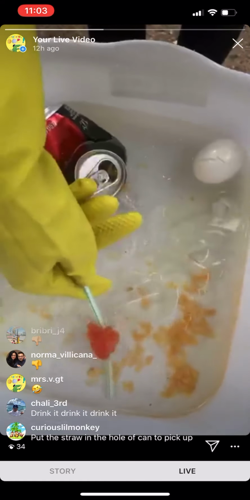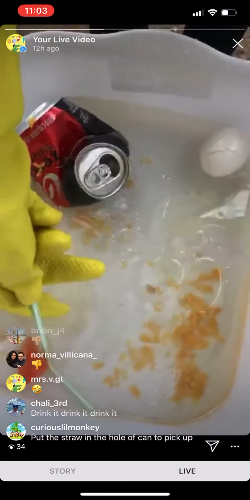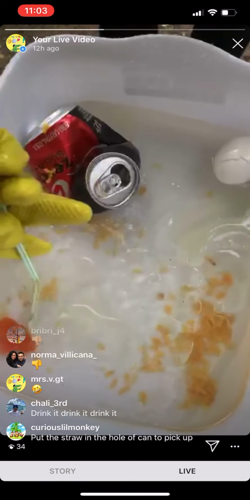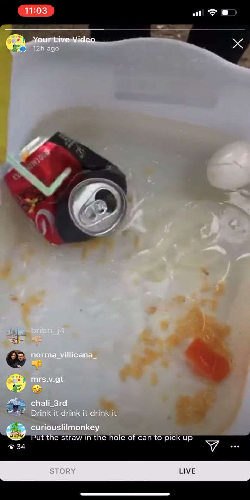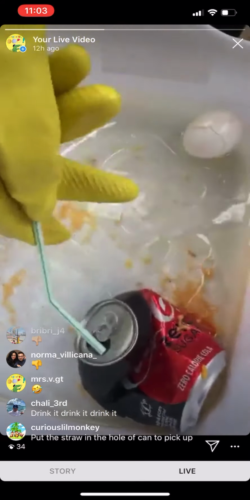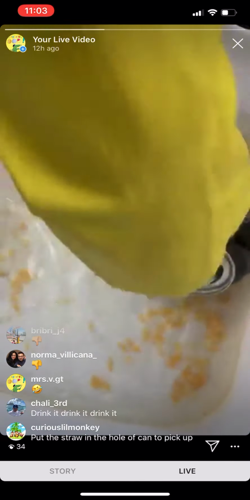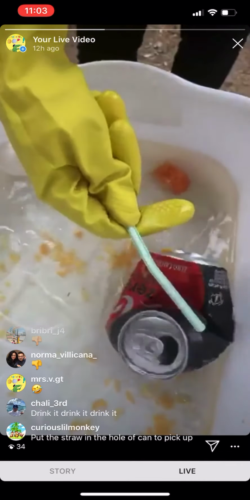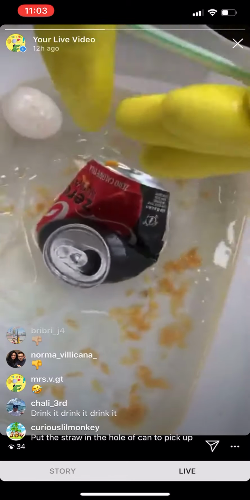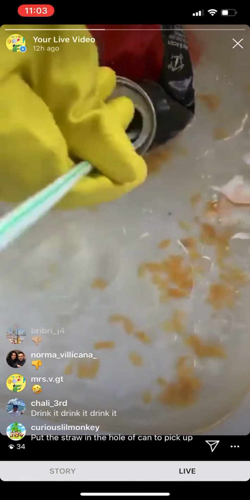All right, so are you already in your mind getting a hypothesis as to the straw? We have a suggestion to put the straw in the hole of the can to get it out. Okay, that's a good suggestion. Let's try it. Let's try it again. I'm going to curve it so hopefully it can.